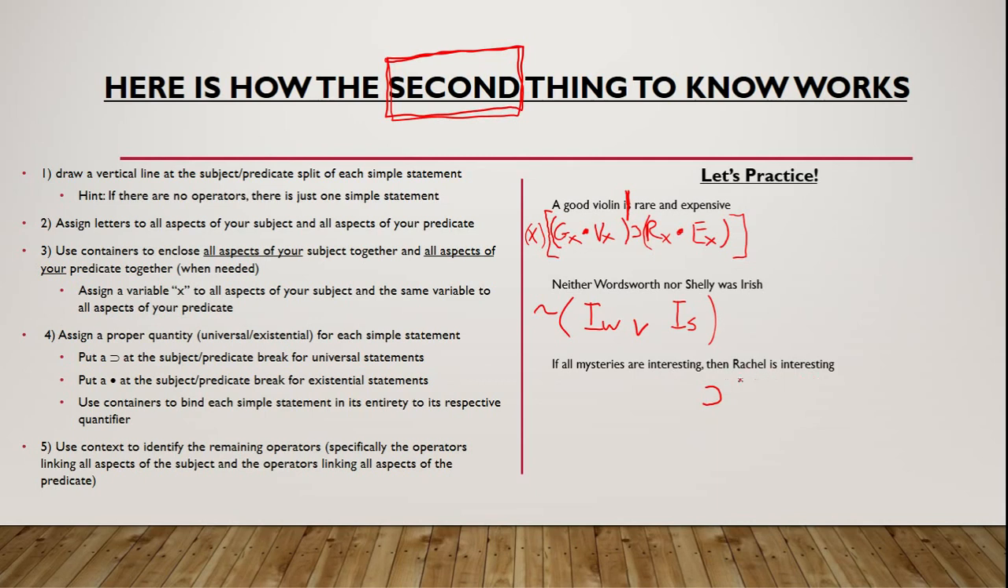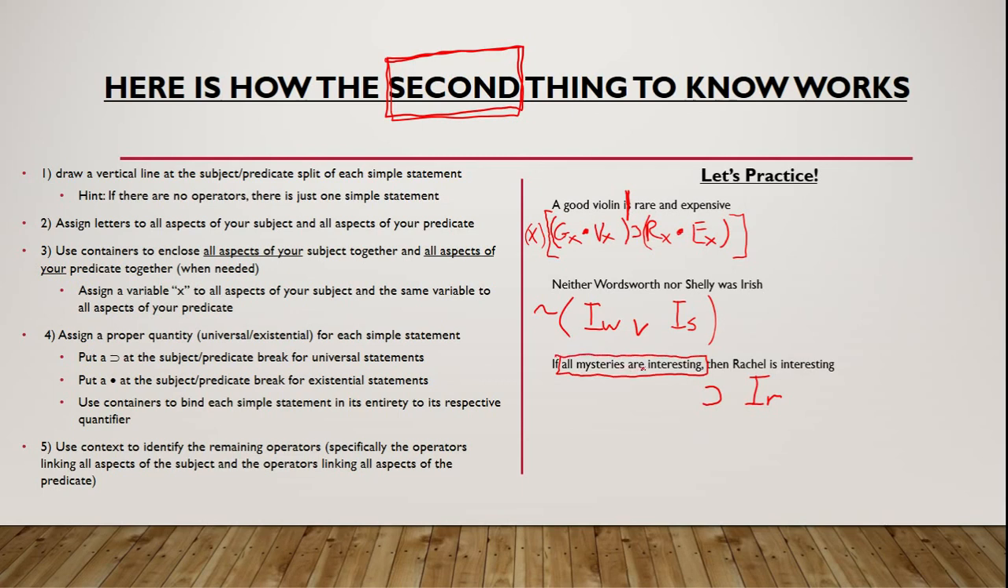So Rachel is a specifically named person. So we're just going to go lowercase her name and then capitalize the predicate, she's interesting. So we have capital I for interesting and lowercase r for Rachel. Now let's work on the left side of this horseshoe statement. So we're dealing with all mysteries are interesting, and that's all we focus our attention on right now.